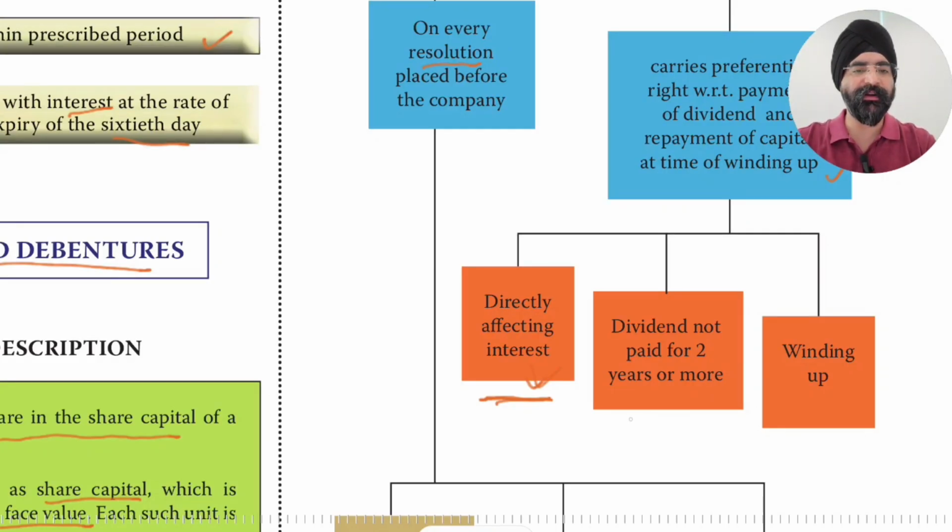Number two, dividend not paid for 2 years or more. If a dividend was to be paid but is not paid for more than 2 years, then preference shareholders carry the right to vote on all the resolutions presented before the general meeting, or it can be a postal ballot, as presented before the members of the company. And at the time of winding up, for the decision to wind up the company, in that decision also preference shareholders will carry the right to vote.